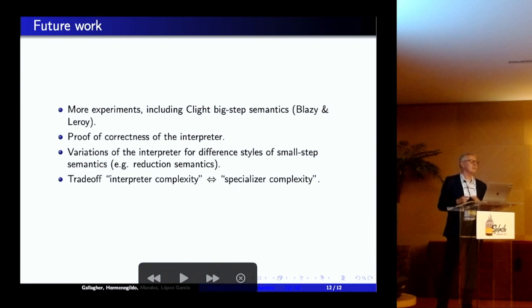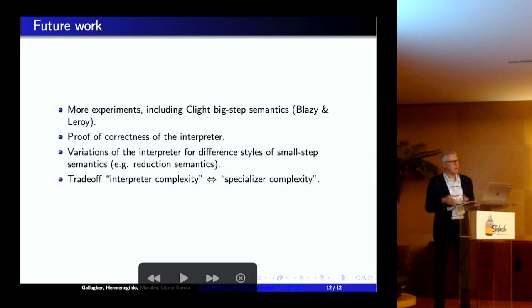A simpler interpreter would be easier to prove correct, but then a more complex specializer that might be harder to prove correct. But the specializer is a much more generic tool based in the end on things like unfold-fold transformations, which we know how to prove. We know how to use them to prove something like a partial evaluator correct. So I think this is where we would like to go. And that's it.